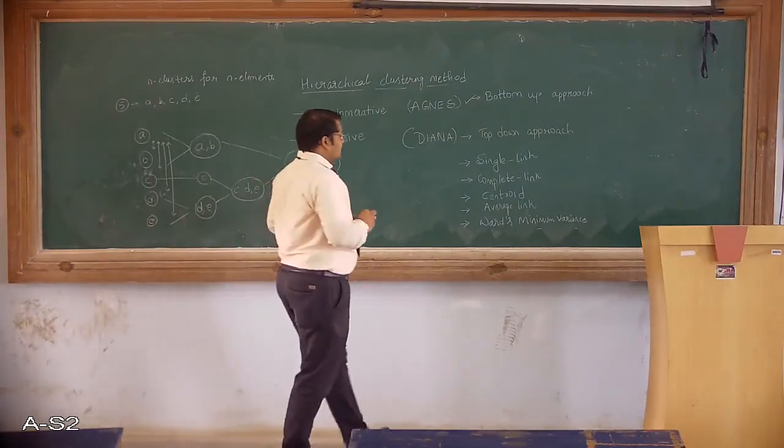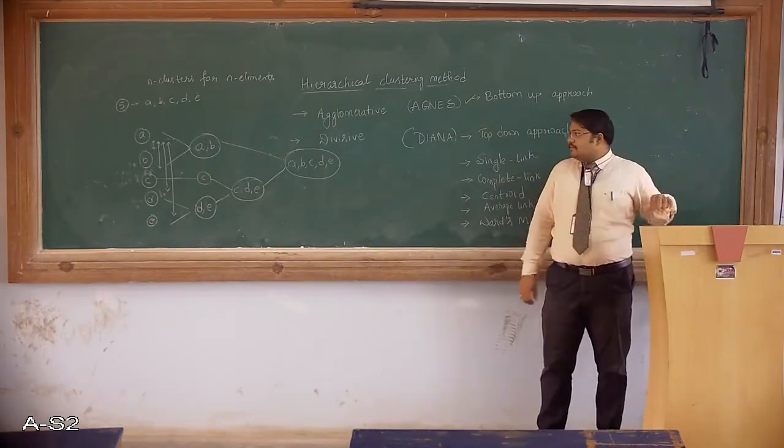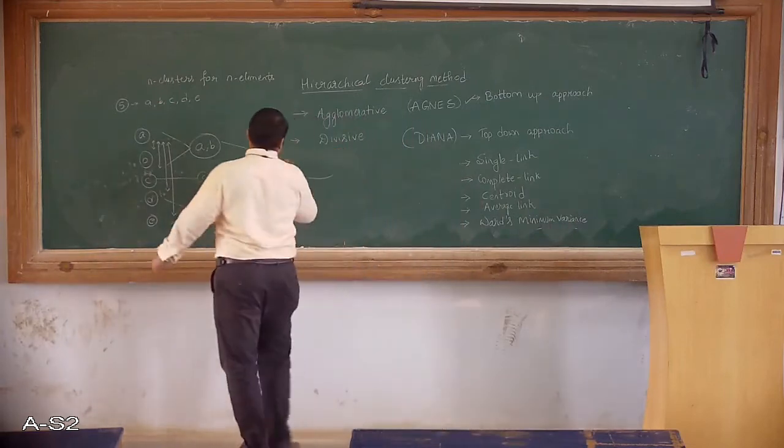So these are the 5 different algorithms to compute the distance between two different clusters. So what are these 5 approaches? In the single link approach, whatever we are doing, we are doing it between the clusters.